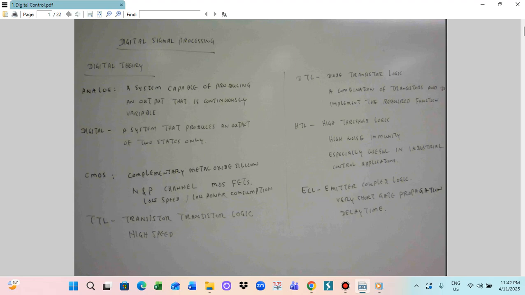TTL means transistor-transistor logic, so it has high speed. DTL means diode transistor logic, a combination of transistor and diode to implement the required function. So we utilize the transistor and diode to get the function.